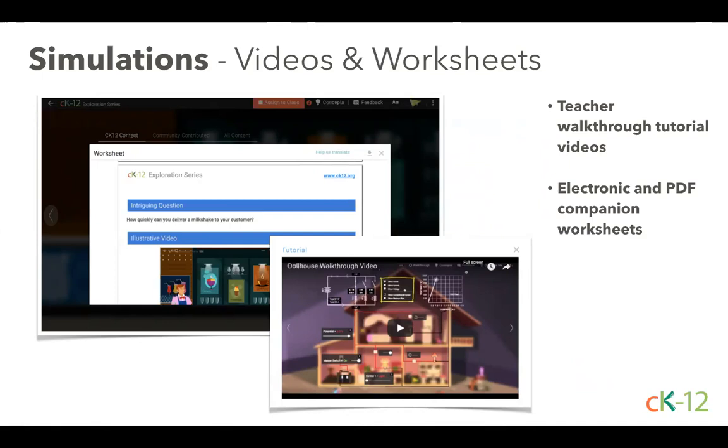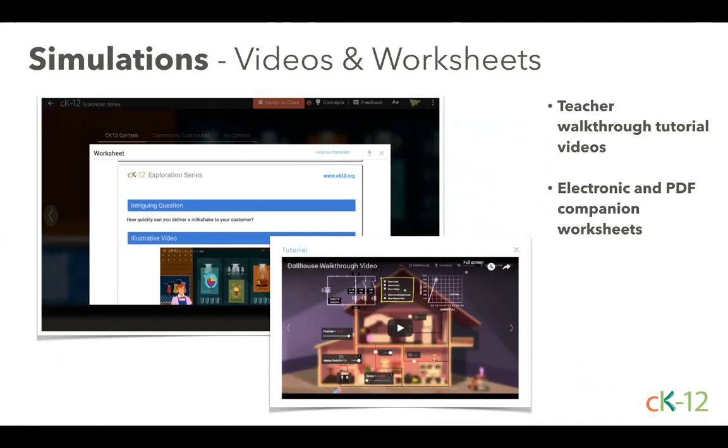Another thing that we've done for all the physics simulations is we've done companion worksheets, and these are available in both PDF form that you can print and electronic form. These worksheets are a way to enhance and expand the learning of the simulation. So once again, I would encourage you to find these within each sim, take a look at them, and really figure out how you could incorporate what we're offering here with your students.